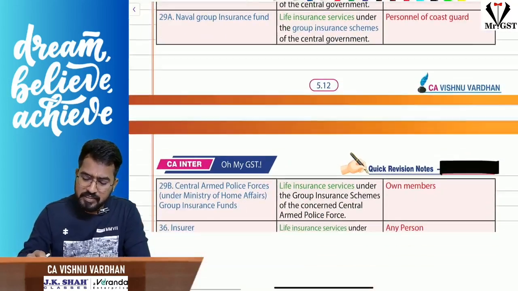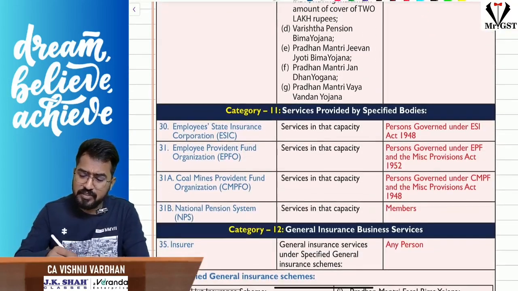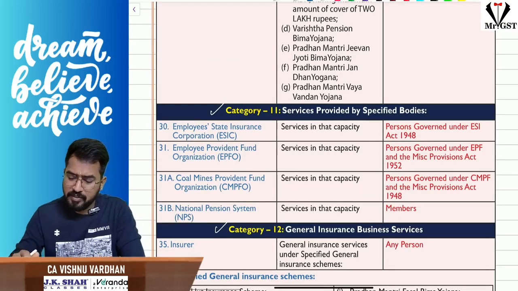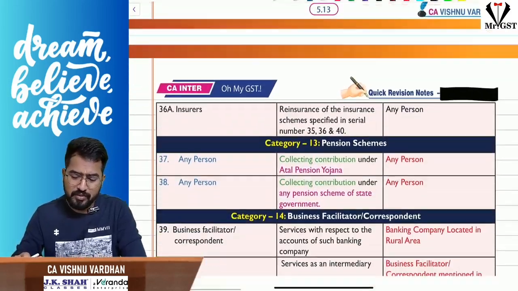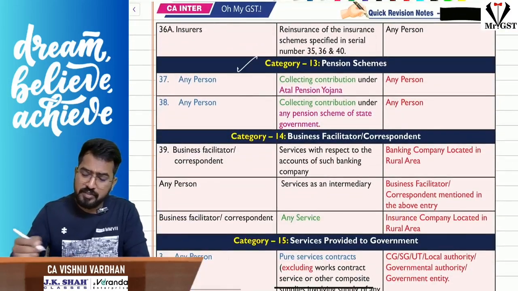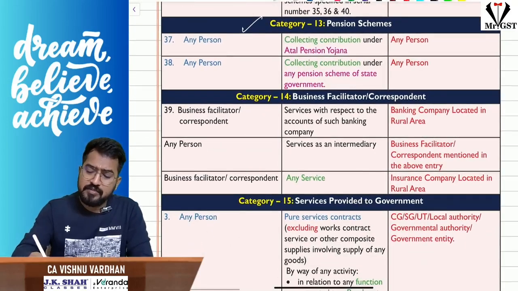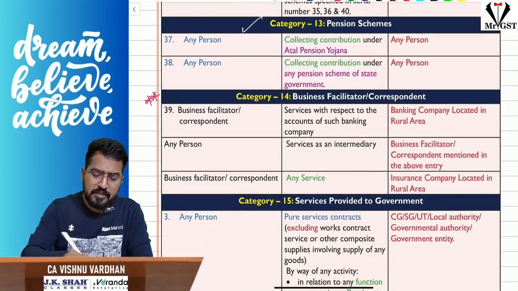Okay. Next, life insurance services and general insurance services, you can just go with the services provided by specified bodies, all that. So you can just go through that, no concept involved there. And this pension services also. This business facilitator, business correspondent, please take it as important.